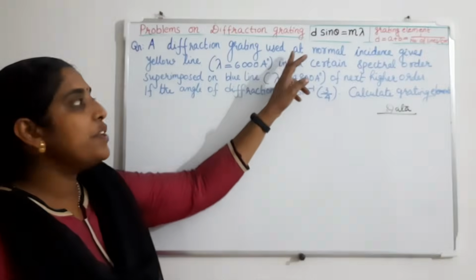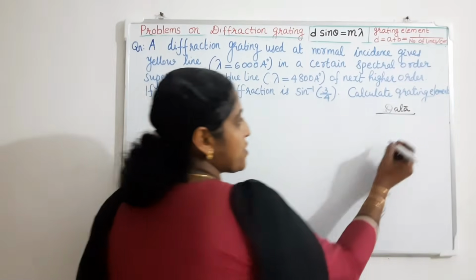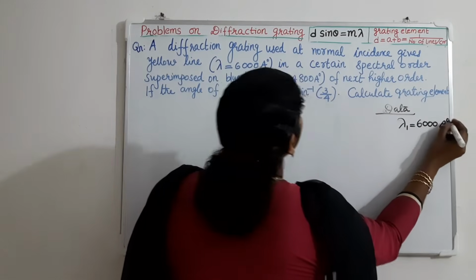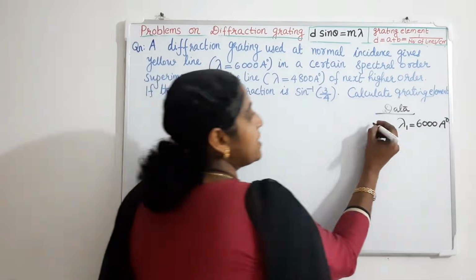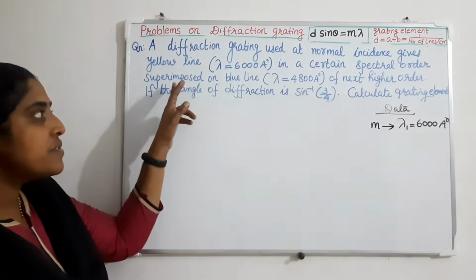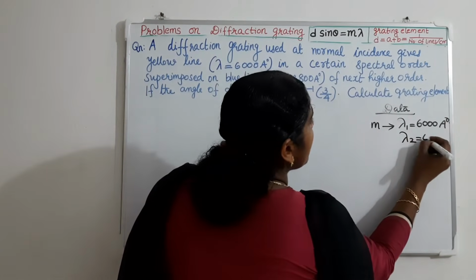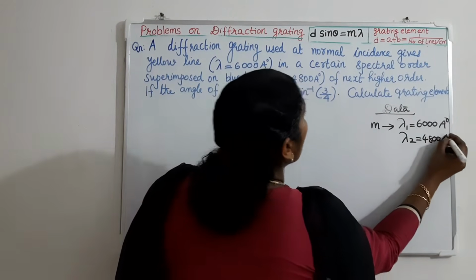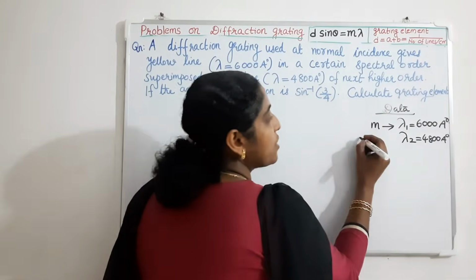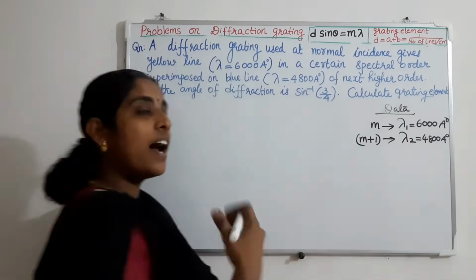A diffraction grating used at normal incidence gives a yellow line of wavelength 6000 Armstrong. So let lambda 1 is equal to 6000 Armstrong in a certain spectral order. Let the order of this spectral line be M. Then it is superimposed on a blue line of wavelength 4800 Armstrong of the next higher order. So what will be the order corresponding to this wavelength 2? That is M plus 1, because it is the next higher order.